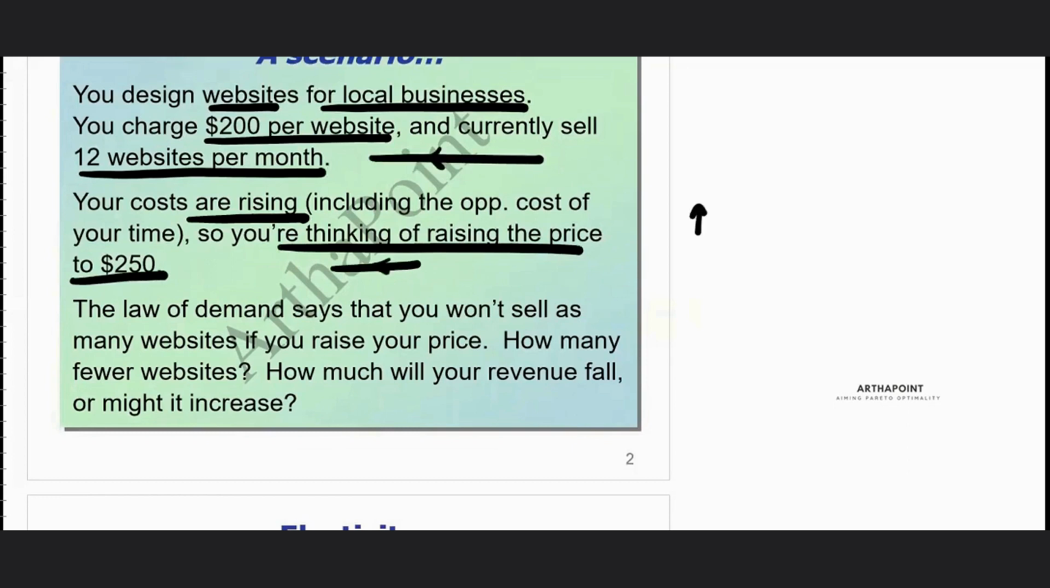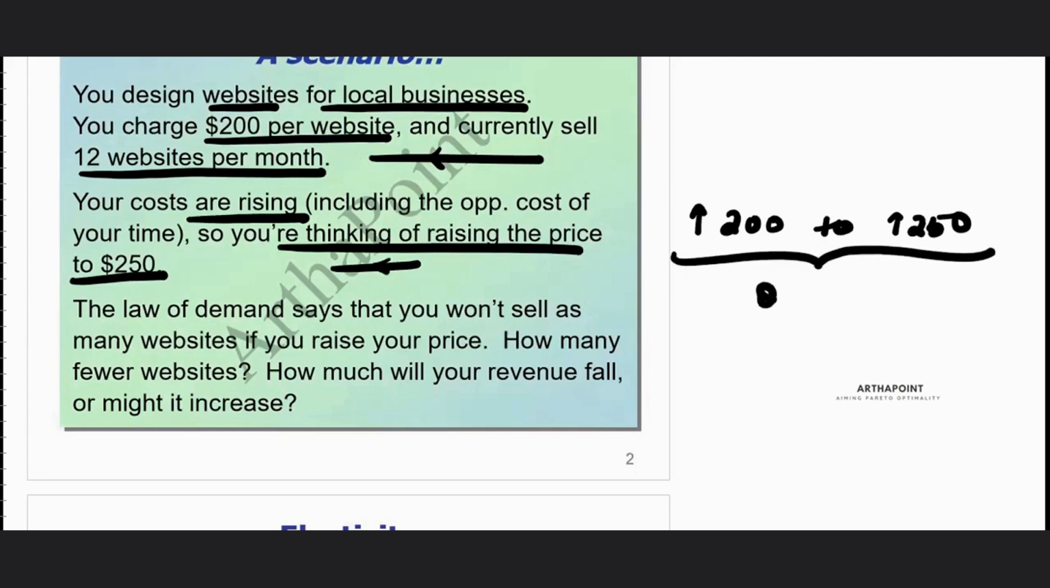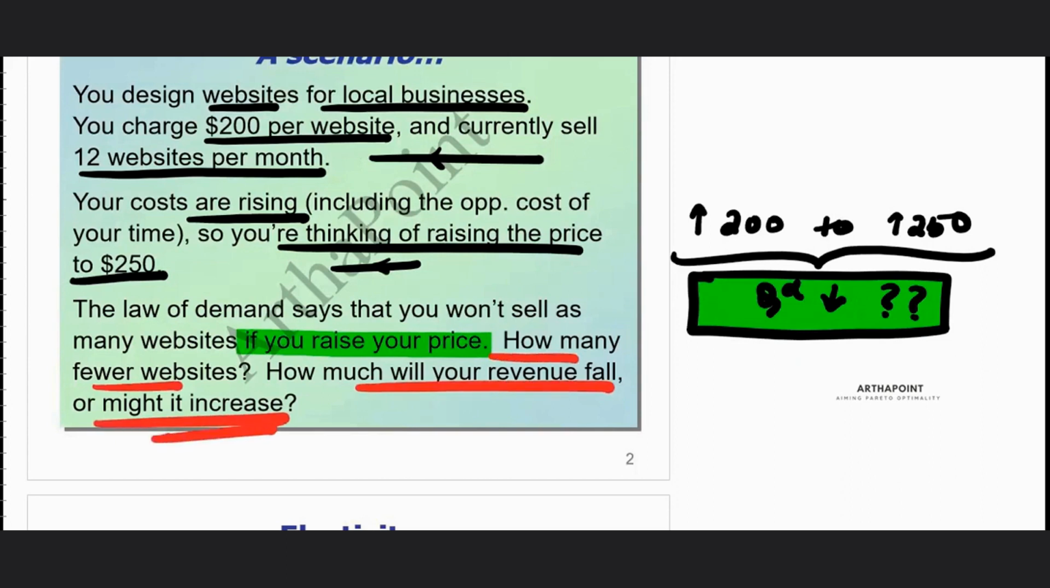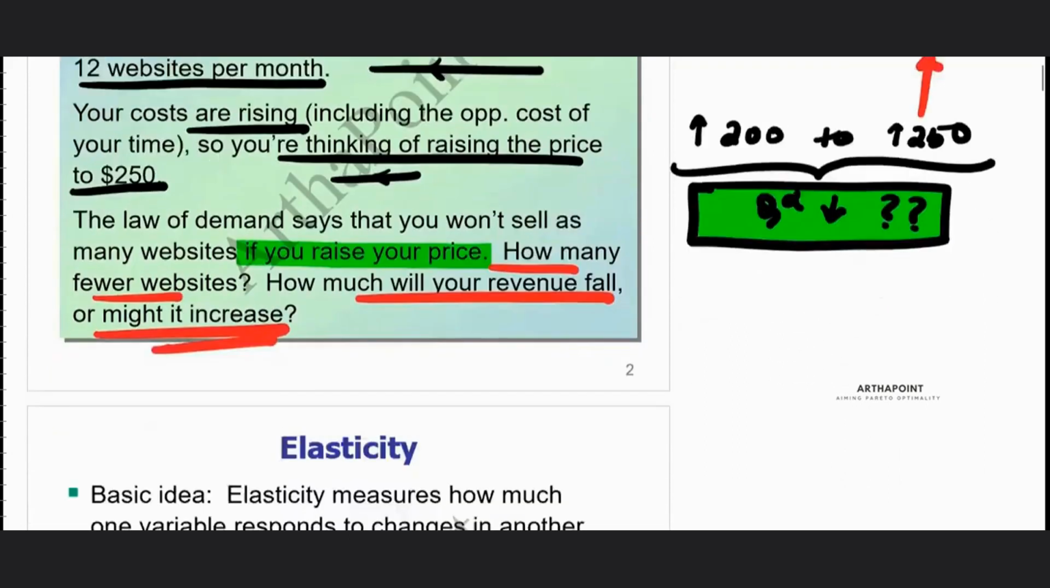Of course, if you increase the price from 200 to 250, there is going to be a decrease in the number of websites that you will sell. But how much would it decrease by? When you try and answer questions like this, by how much will there be a decrease in the number of websites when you raise the price, this is in a way finding elasticity. How much will you decrease your revenue? Or if you increase your price, will your revenue actually start increasing? This is where we are talking about elasticity.